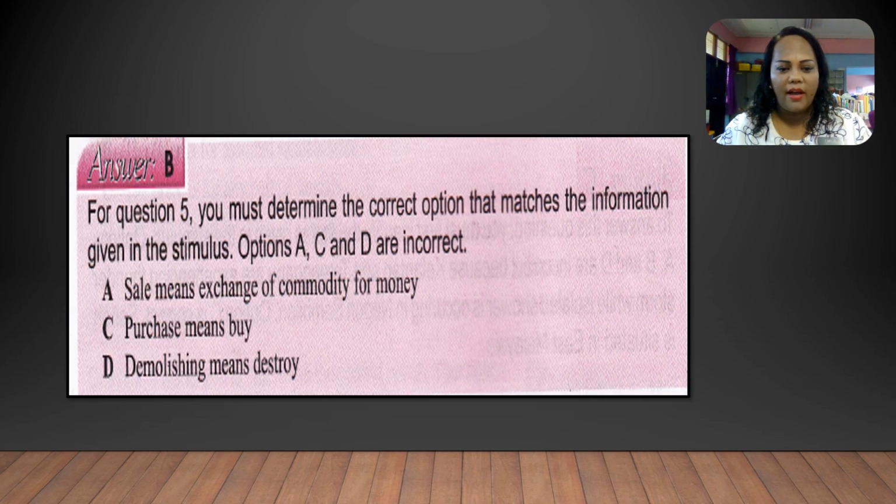For question 5, you must determine the correct option that matches the information given in the stimulus. Options A, C, and D are incorrect. Right? Sales means exchange of commodity for money. Purchase means buy. Demolishing means destroy. So the correct answer is B, which is rent.